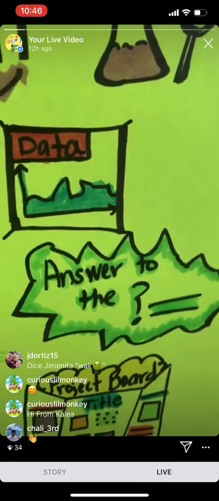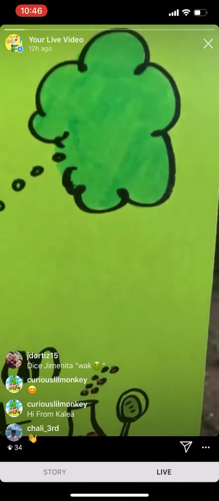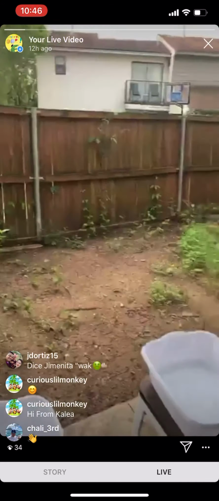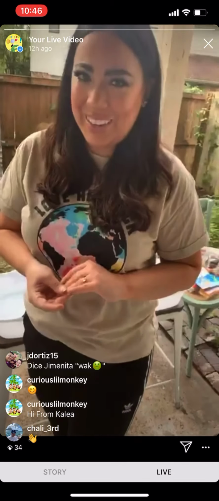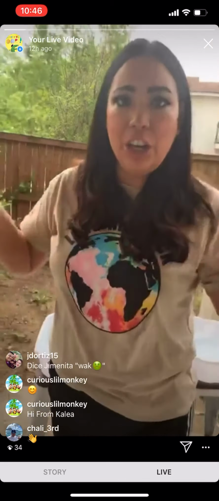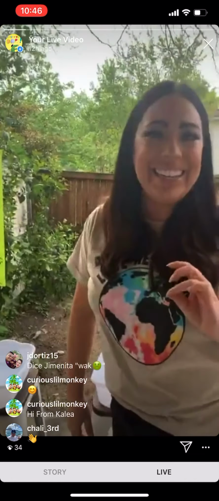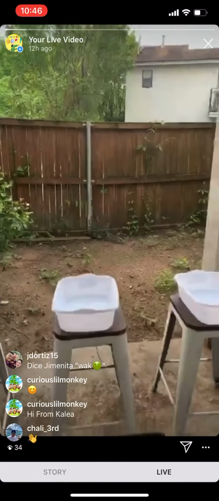All right, so in order to learn the scientific method, or to help us remember it, we are going to listen to a song, and this is a rap song. And I want you to pay attention to the hook, because the hook of the song is going to tell us the steps in the scientific method. Is everybody ready? Here we go.